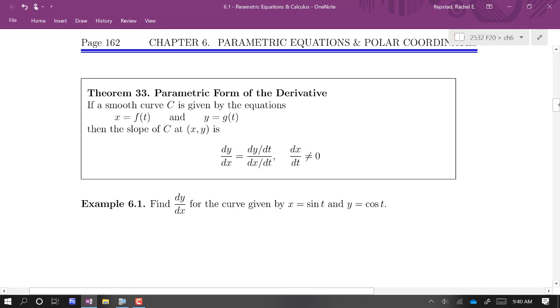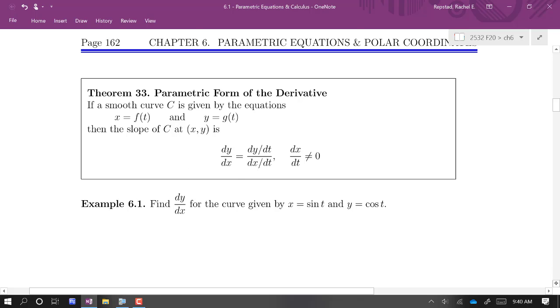And a tangent slope should still mean the same thing. It should still be a dy dx, right? A change in y compared to a change in x. And the way that we can still compute that, if we're starting with parametric equations, is by using Theorem 33. dy dx is equal to dy dt divided by dx dt, as long as dx dt is not 0. And so we just find each of the derivatives with respect to t and do some division.